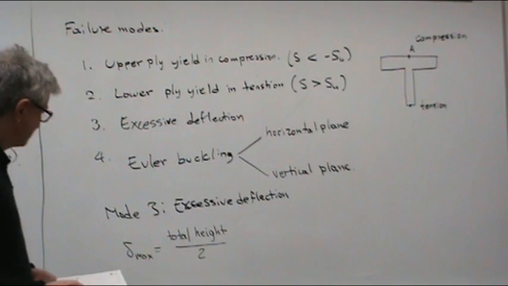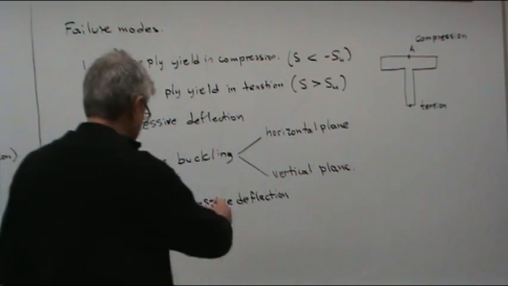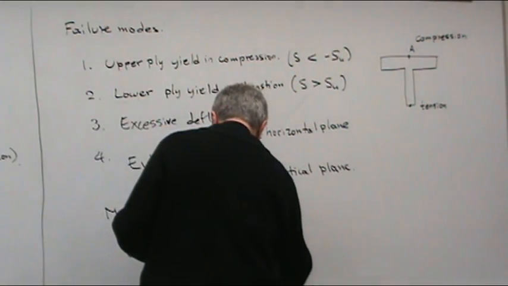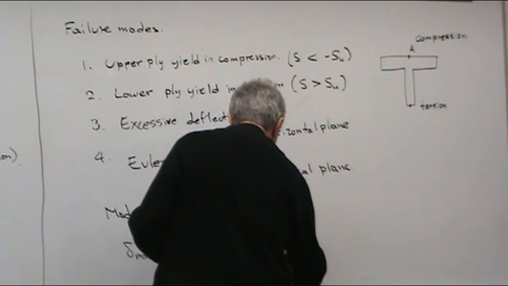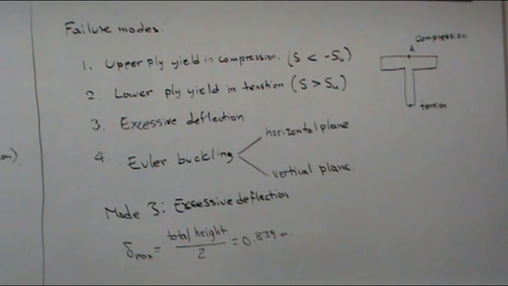That's a given. Okay? So we have to calculate the deflection, and if the deflection exceeds 1/2 of the total height, then this is considered failure. If you calculate the total height and divide by 2, this is equal to 0.839 meters. So we have to check for all these failure modes.